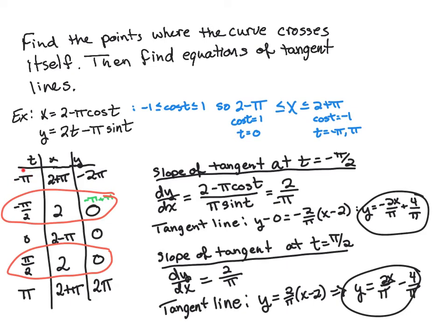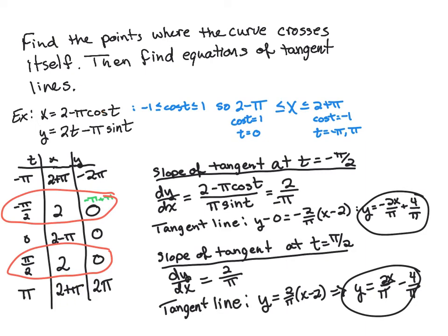So, plugging the minus pi in for t into x, cosine of minus pi is -1, I get 2 plus pi. Plugging in minus pi over 2, the cosine is 0, so I just get 2. Plugging in a 0, cosine is 1, so I get 2 minus pi. Plugging in pi over 2, cosine is 0, I have just the 2. Plugging in pi, cosine is -1, minus a negative gives me 2 plus pi.